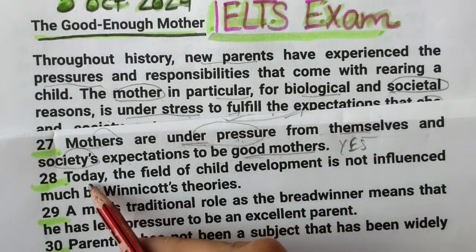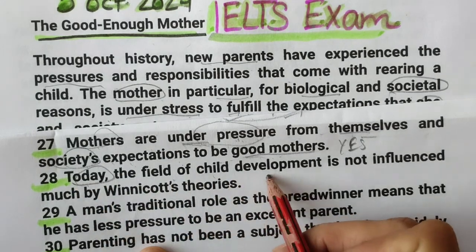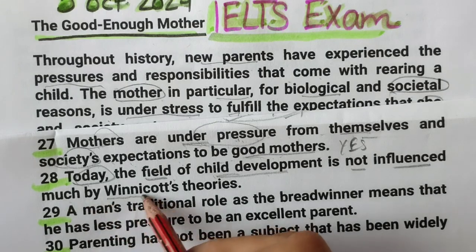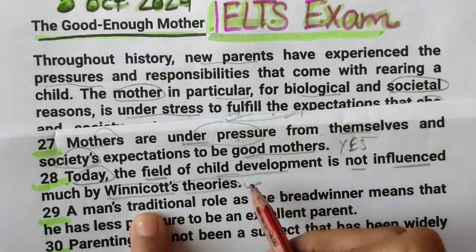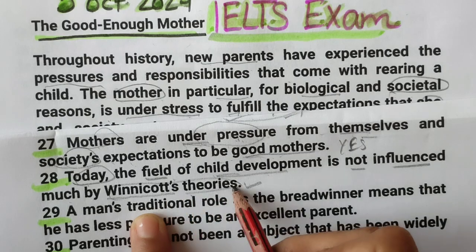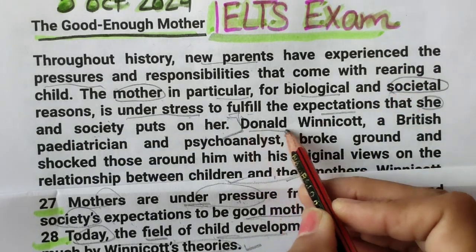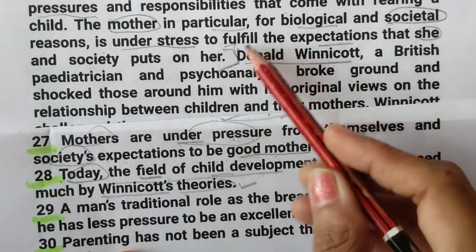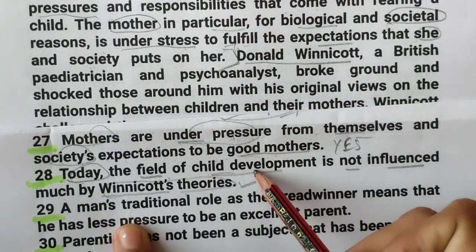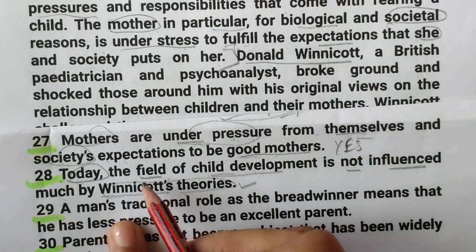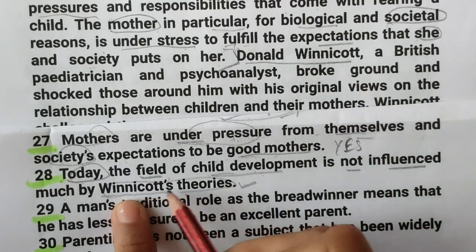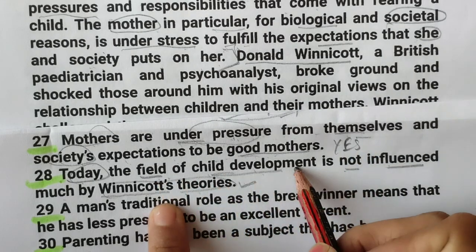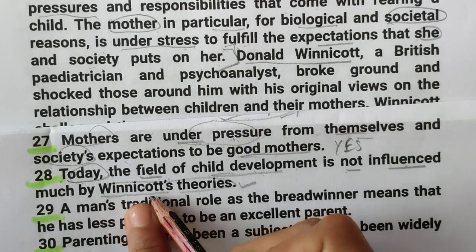Okay, so 28th. Today the field of child development is not influenced much by Winnicott's theory. Okay, so this is the keyword. This keyword will take us to the location, and in the next line only this name is given. So we have reached it, because one by one after this question we will get the location of this, but some gap may be there. So now we have to find whether this person's theory is influenced, or the field of child development is not influenced by these theories.